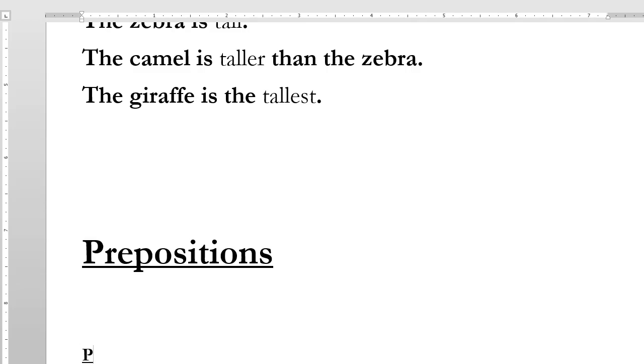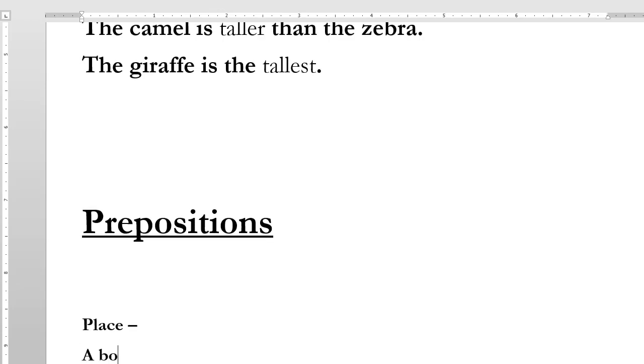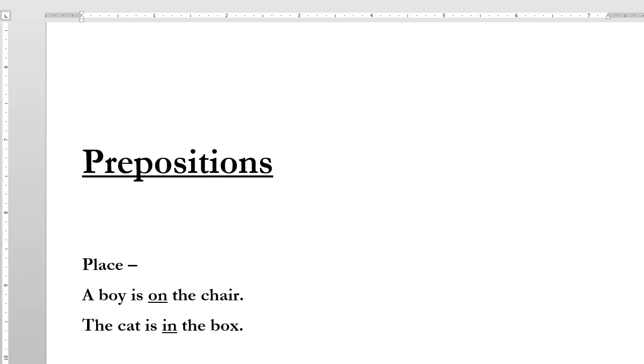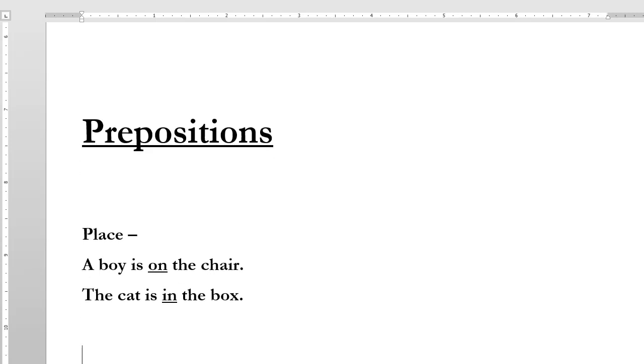The first one being the preposition which is related to the place. For example, a boy is on the chair. The cat is in the box. We call these, this on and this in, prepositions of place because they describe the relative place of objects.